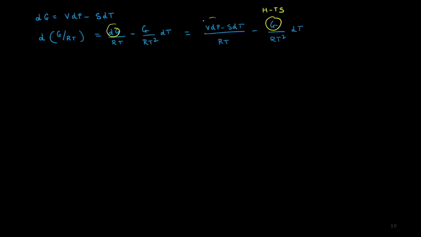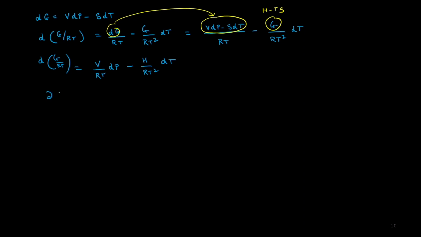Here I've replaced dG with VdP minus SdT, and then do a little bit of simplification so that in the end, what I end up with is going to be V by RT dP minus H by RT square dT. This is going to be d of G by RT. So d of G by RT is going to be V by RT dP minus H by RT square dT, right? And remember how we have taken the partial derivatives.